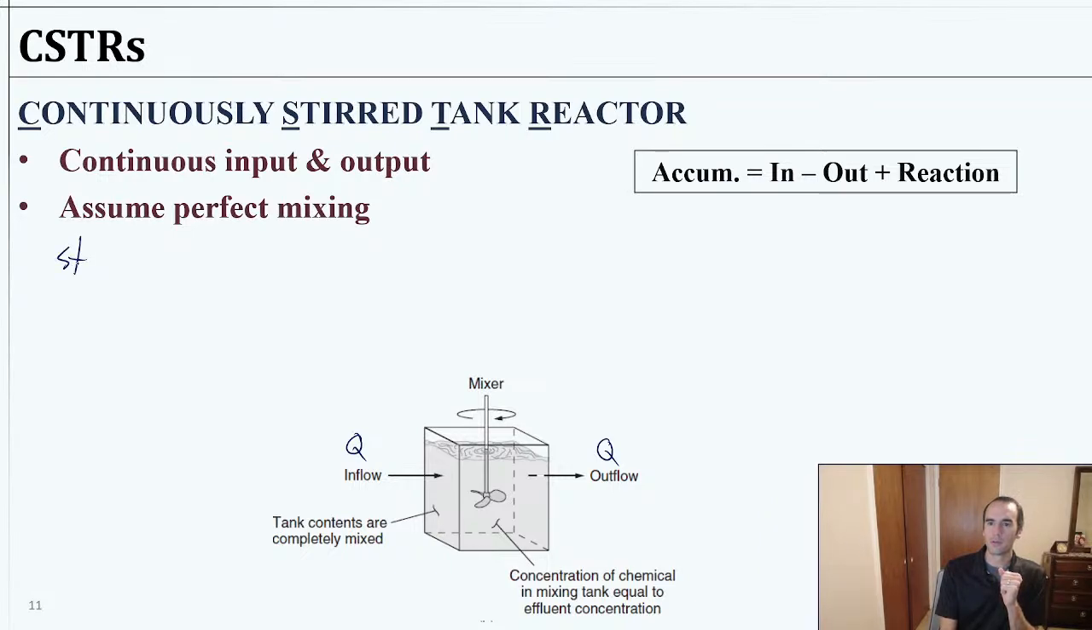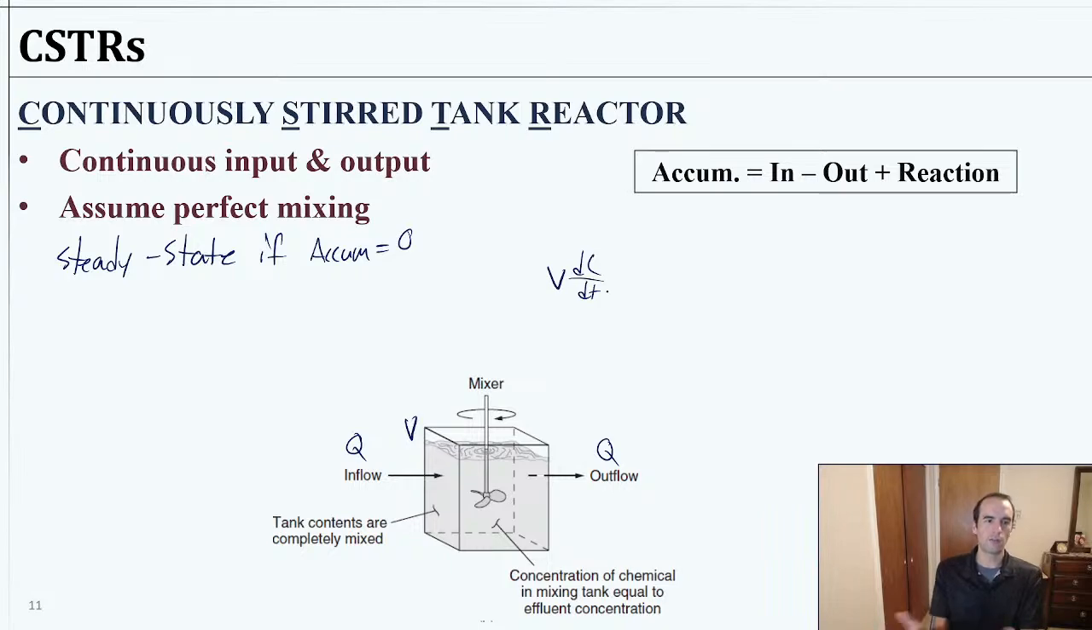So again, we'll say we're at steady state if the accumulation equals 0. But what does it look like if we put in a reaction here? So let's again give this some volume for this reactor. Our accumulation term should be V dc dt, just like in the batch case. That doesn't change. We have some volume. We're interested in the accumulation within that volume.